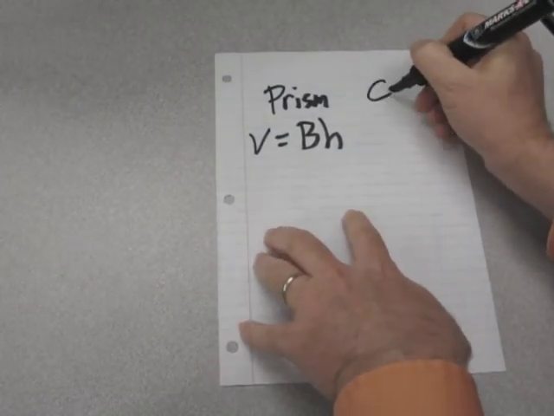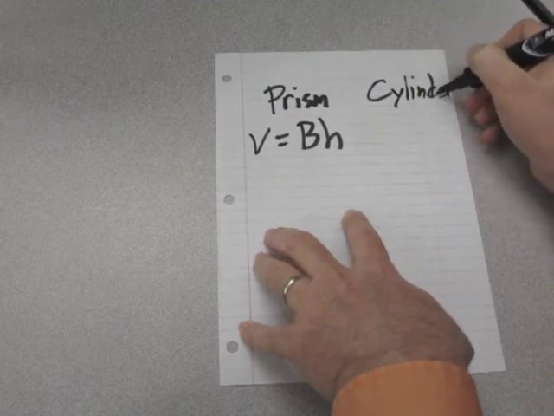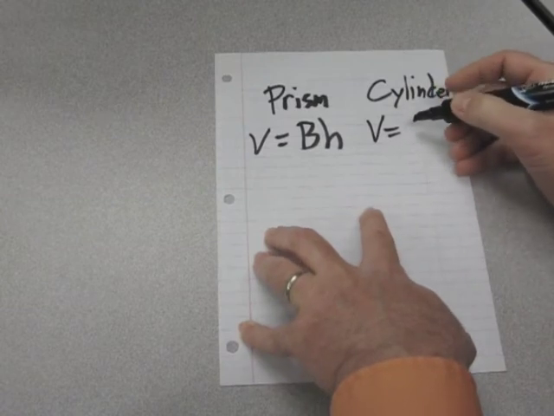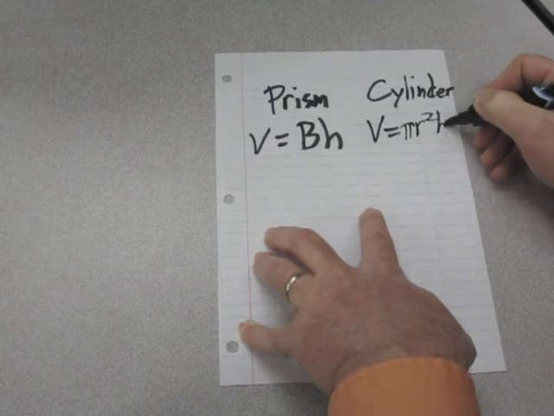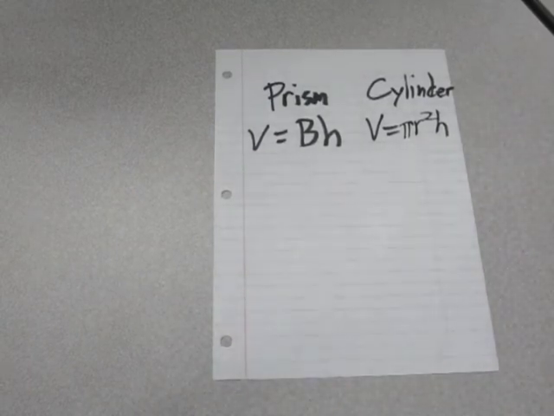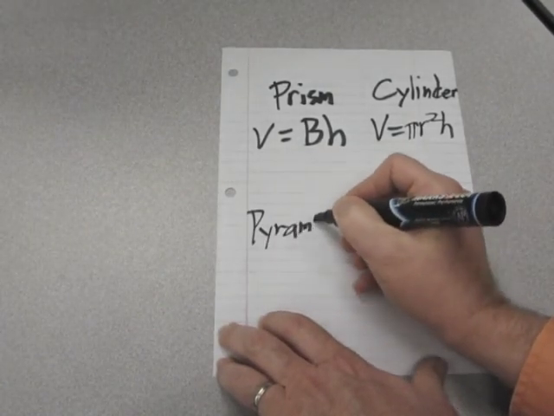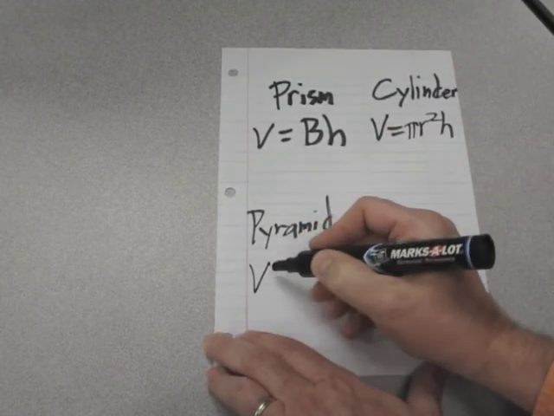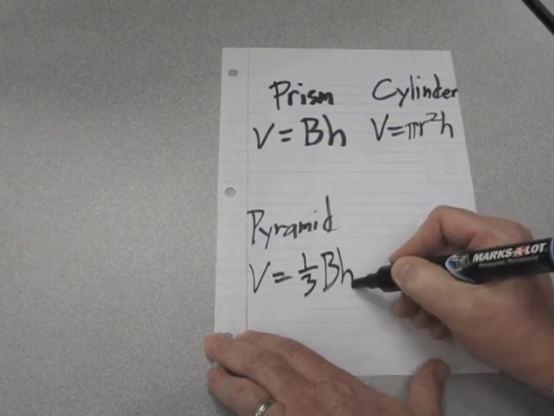Then you'll try to find the volume of a cylinder. That's pretty easy because its volume is the area of the circle, pi r squared, times the height. Okay? Then you're going to find the pointed things. First, a pyramid. Remember, it's just like finding the volume of a prism, only its volume is 1/3 times the area of the base times the height.